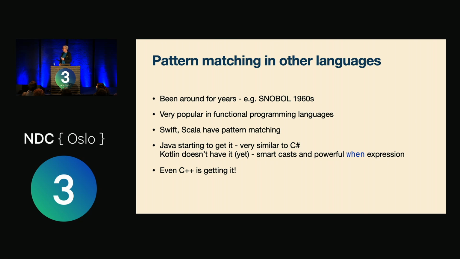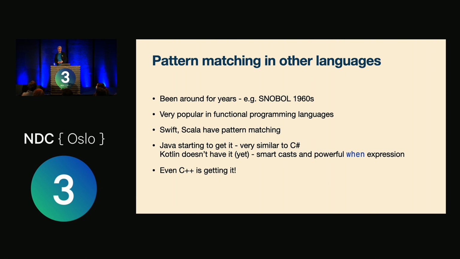It's also very popular in functional programming languages. I bet everybody's probably heard of it from functional languages such as F# and OCaml and Haskell and so on. But it's also used in various procedural languages as well. So Swift and Scala have both got it. Java is starting to get it. They are following the C# route. It's looking very similar so far to what we've got in C#.